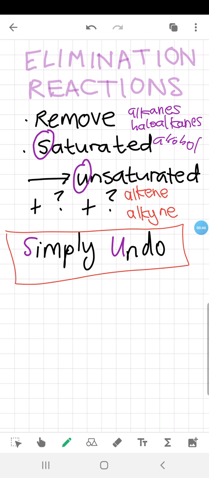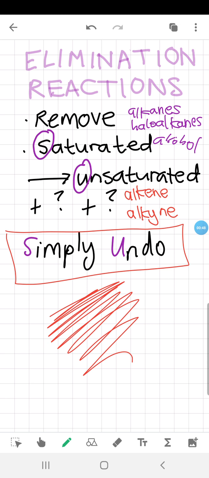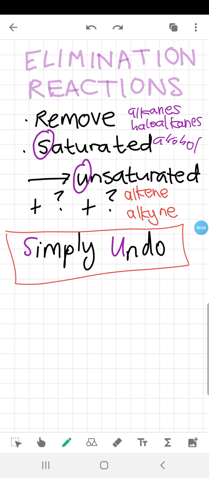Now, what is it to undo? If I scribble something on the screen and I hit the undo button, it will remove whatever I just wrote. And in an elimination reaction, you remove stuff. So that's why that mnemonic is apt for this situation.